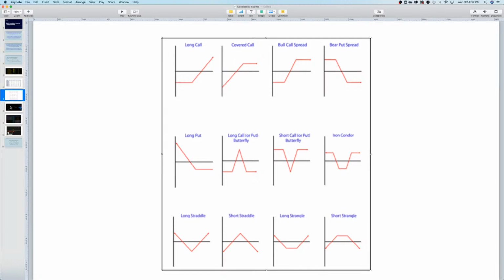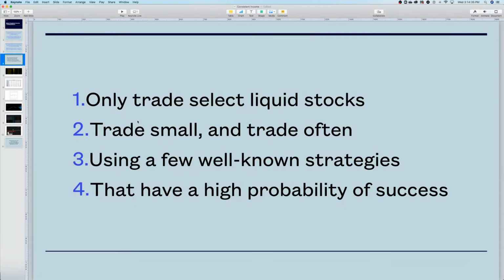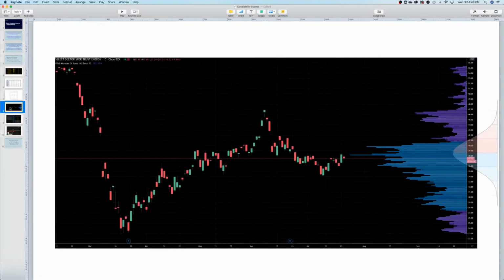Now, the last thing I said, here, we go back to here. We say only trade select liquid stocks. We trade small and trade often. We just covered that. We trade a few well-known strategies. And we only trade things that have a very high probability of success. So we do a number of things to make sure that we are only trading things that have a high probability of success.